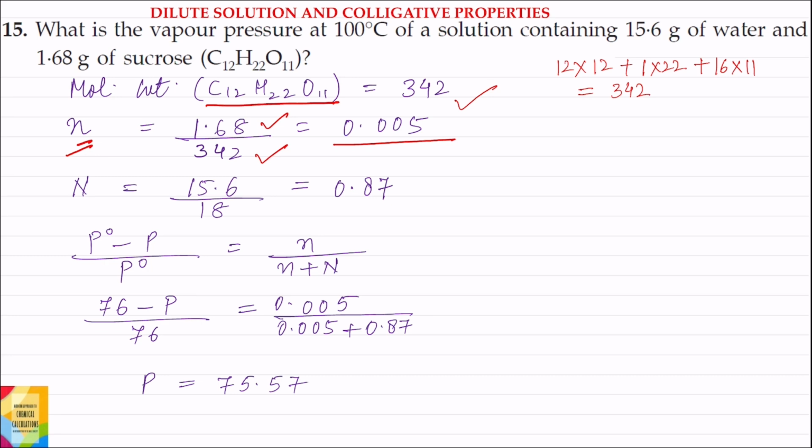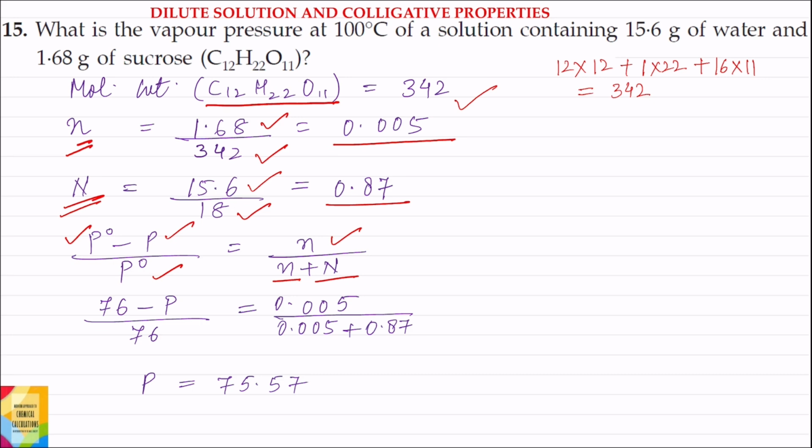Moles of water is denoted by capital N, and this is equal to weight of water as given in the question, that is 15.6 gram, divided by molecular weight of water, that is 18, and this is equal to 0.87 moles. Now we know the formula that relative lowering of vapor pressure is equal to mole fraction of solute. अब relative lowering of vapor pressure क्या है? Relative lowering of vapor pressure है vapor pressure of pure solvent minus vapor pressure of solution divided by vapor pressure of pure solvent, and this is equal to moles of solute divided by moles of solute plus moles of solvent.